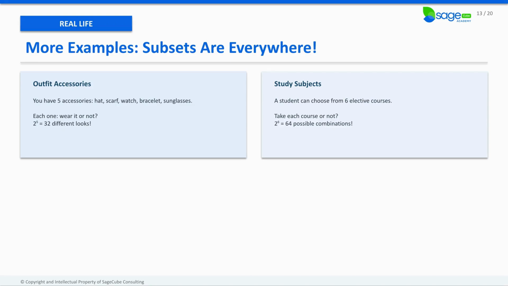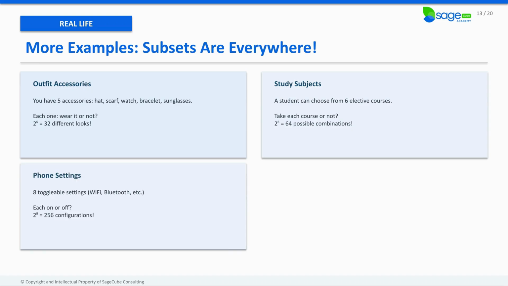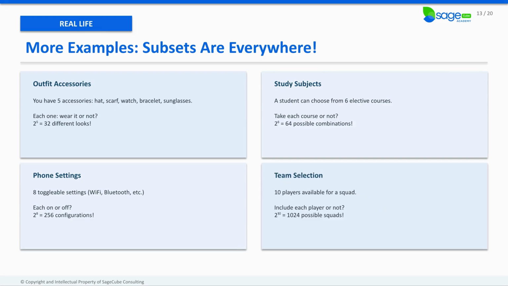So the combination that we are going to have here is going to be what? 2 exponent 6, so 64 combinations. Okay, you have 8 toggleable settings: your Wi-Fi, Bluetooth, whether you have to turn on notifications or not, AirDrop, all these kinds of settings. You get it. We're going to have 2 exponent 8, and that's 256 configurations. What if you have 10 smart players?